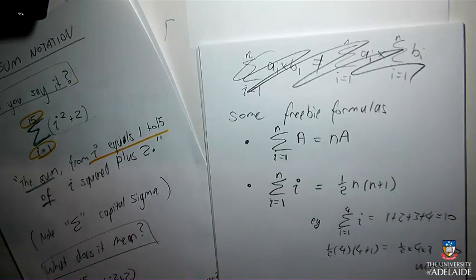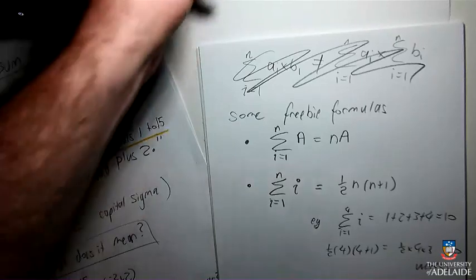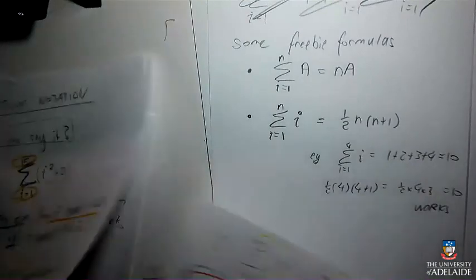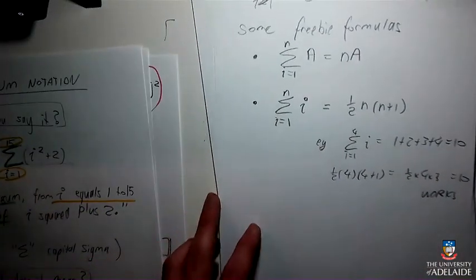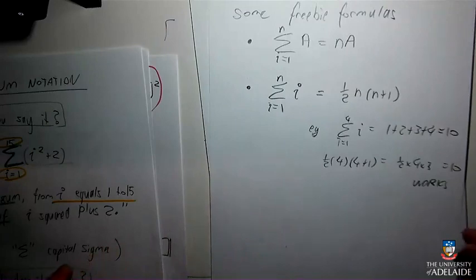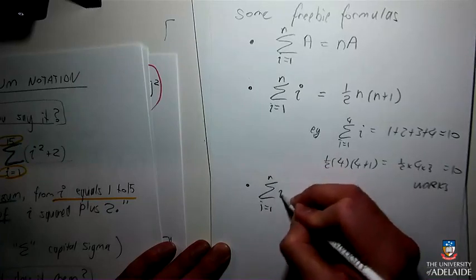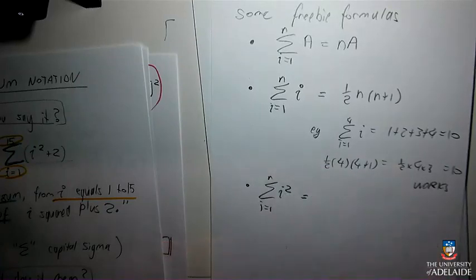You would normally prove this sort of thing with mathematical induction, though they don't ask you to do this in this course. And there's one more freebie formula, which I don't know if your lecturer expects you to remember or not. You might have to check with what the lecturer said, and that's the sum from i equals 1 to n of i squared. So 1 squared plus 2 squared plus 3 squared plus 4 squared, etc. And that's this.